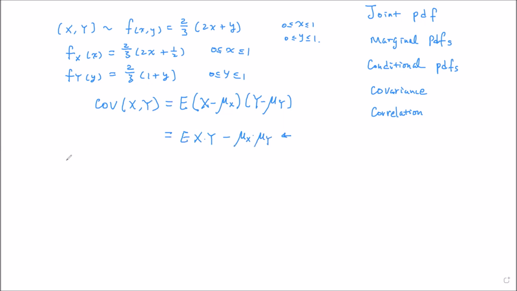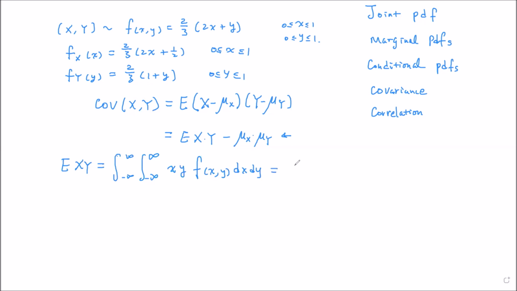Okay, so let's find E of XY first. The expectation of X times Y. According to the definition, let me write down the definition first. You have the integral of xy times the joint PDF, dx dy. So that's the definition. Well, maybe it's a property or theorem about the expectation of a function of random variables.